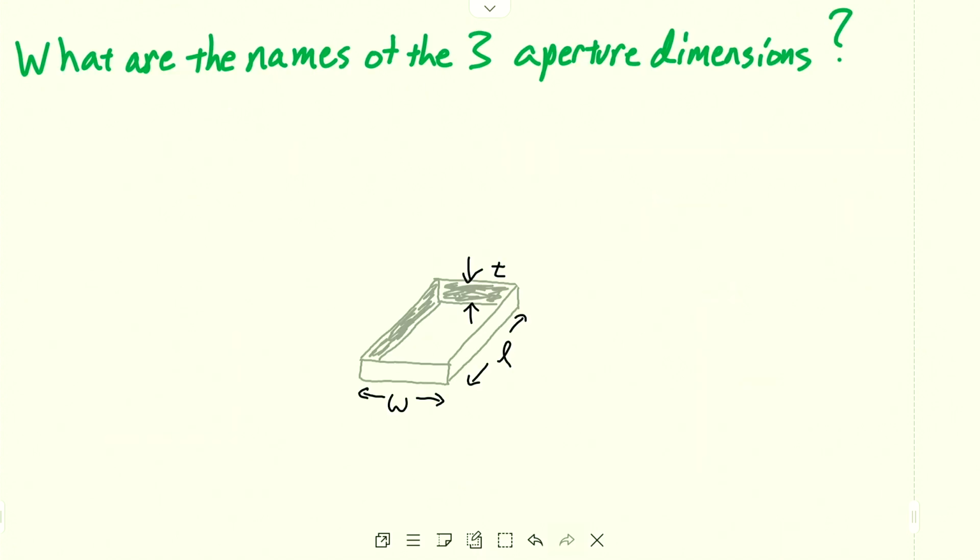Okay, so here's the question for you. What are the names of the 3 aperture dimensions? If you can answer that, you're ready to move on to the next section.